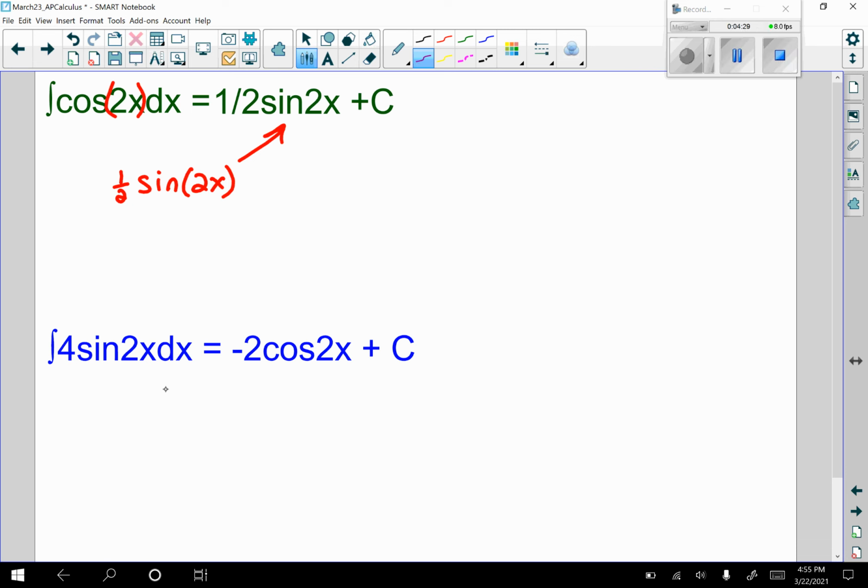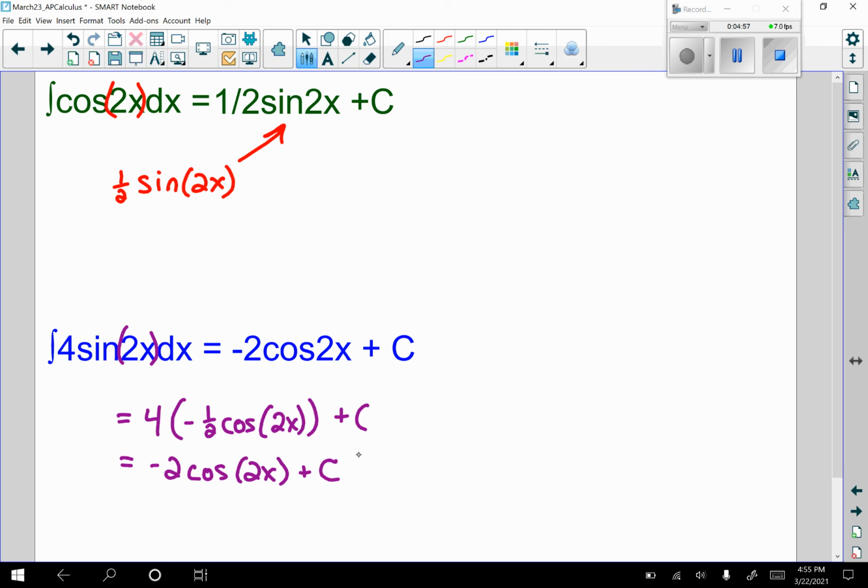And then very similar for this next one, we could start by leaving the 4 there. Now, the derivative of negative cosine would give us sine, so I'm going to put times negative cosine of 2x. And then just like up here, we would need a 1/2 out in front of it, and then our plus c. So then just multiplying 4 times negative 1/2, there's our -2 cosine of 2x plus c.